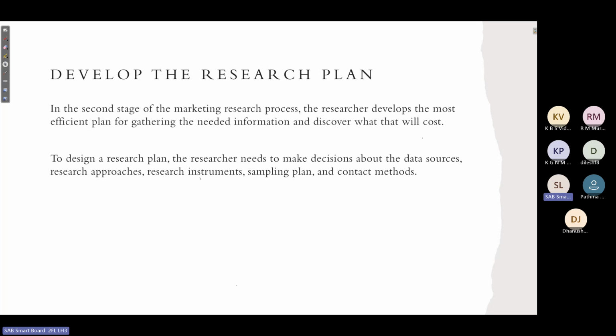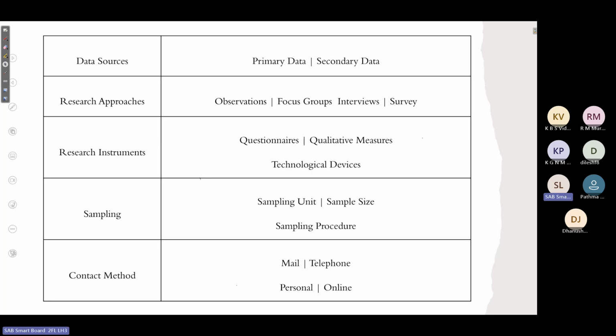To design a research plan, the researcher needs to make decisions about data sources, research approaches, research instruments, sampling plan, and contact methods, like how we are going to collect data. Everything has to be determined: from whom we are going to collect data, and what are the ways that we are going to follow to collect the data from the respondents. So we have a summary for that.